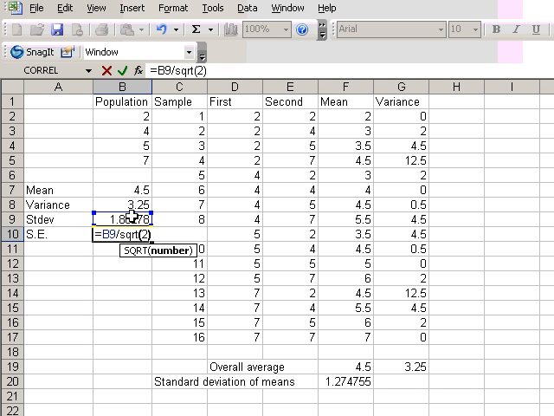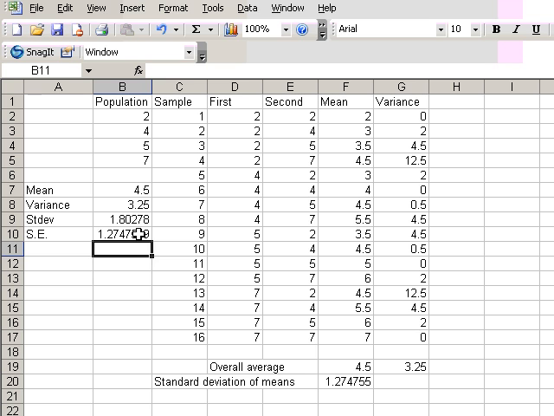And when I hit enter, I see that this value and this value are exactly the same. So the point of this is that if we have the true standard deviation of the population, we can find the standard deviation of the means of all samples of any size by dividing the standard deviation of the population by the square root of the sample size. And in this case, we've divided it by the square root of 2.